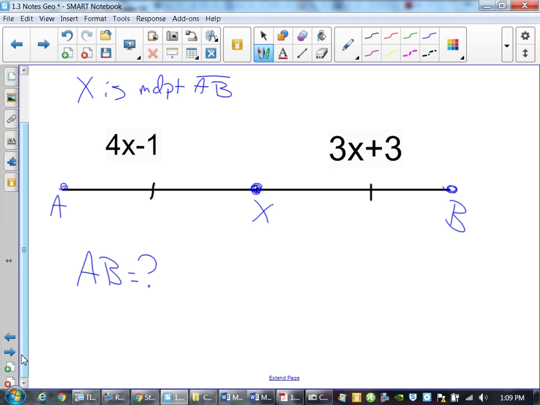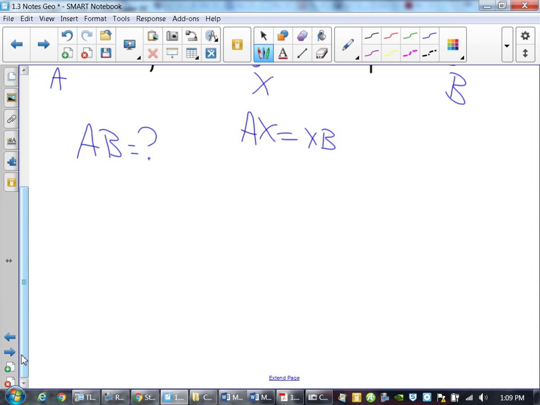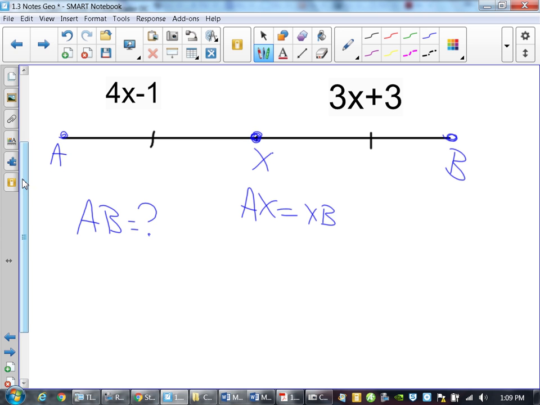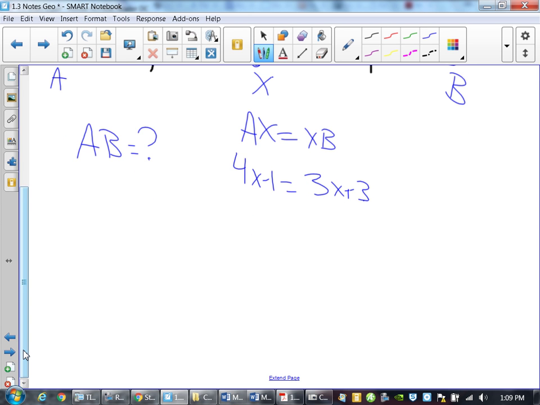So what I would do is just write out AX equals XB, and then I just fill in the blanks. What was AX? 4x minus 1. So 4x minus 1 has to equal, and notice you're back to a real quick two-step equation. Take on the little guy.